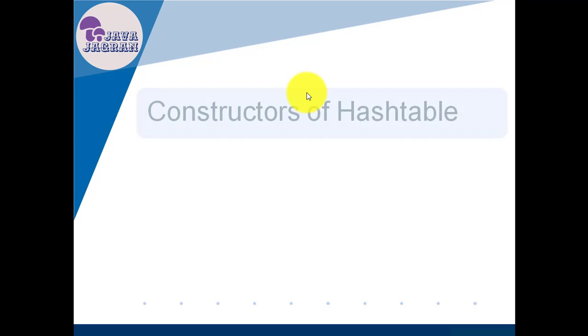So for that, before that, I would like to talk about the constructors of the hash table. For doing any operation, first we need to create the object, and for creating an object, we need a constructor. First of all, we must have knowledge about whatever constructors are available in the hash table, how to use them, and what is the meaning of all the constructors?